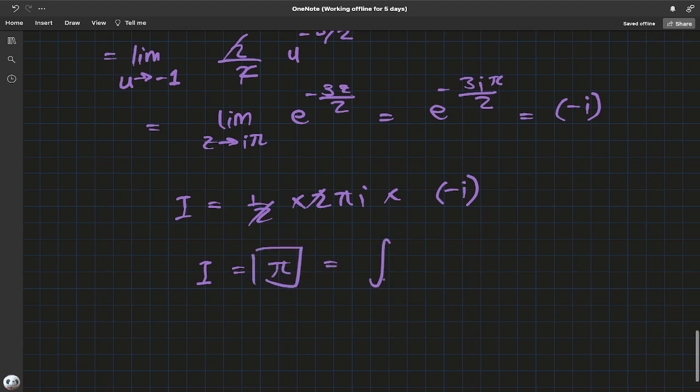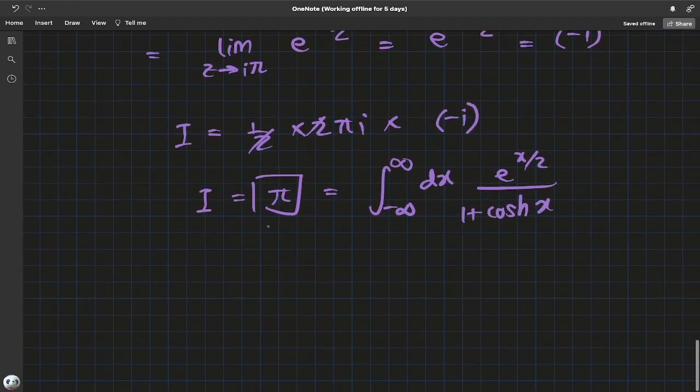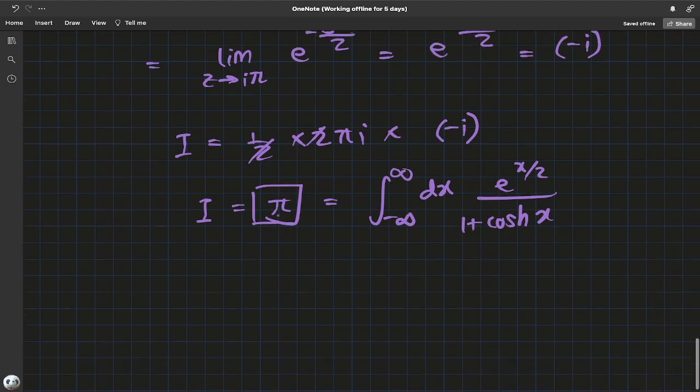That is our answer for the integral from minus infinity to infinity of dx e raised to x over 2, over 1 plus hyperbolic cosine of x. So again, we got a pi. It's a pretty nice method.